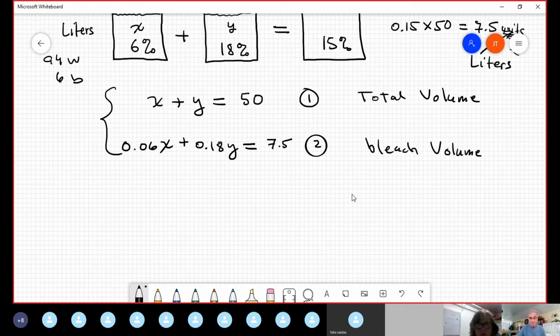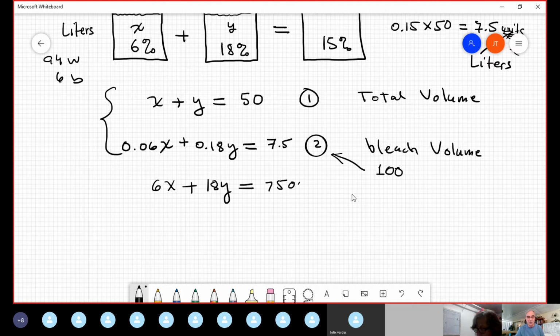If you multiply equation number 2 by 100, the entire equation, we have 6x plus 18y equal 750. No, it's too many zeros. Yeah, like that. So when you multiply by a number ending in 0, you move the decimal place to the right because of multiplication.